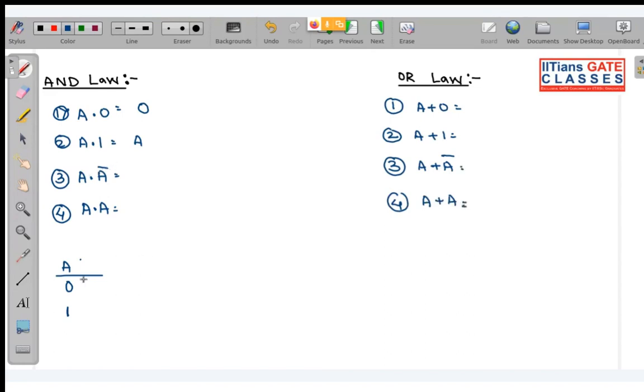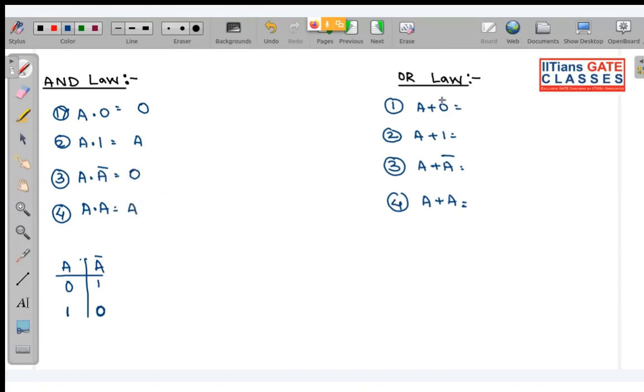Why? Because if A is 0, A complement will be 1, and if A is 1, A complement will be 0. So if you assume the value of A as 0, A complement is 1, so that is 0 dot 1. This will obviously be 0 always. And what is A dot A? It is very simple. It will be A.